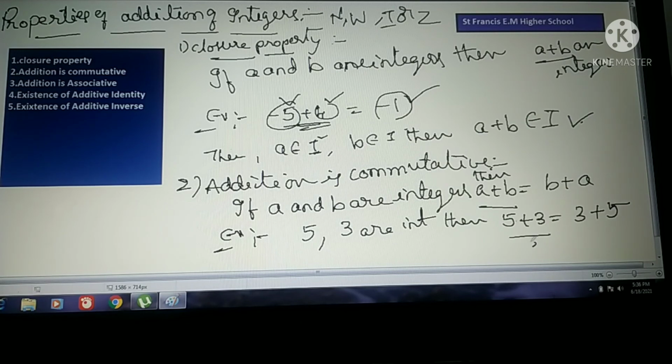Now what is the answer of this one? 8. What is this one here? 8. Both are same only. That's what in the property they are saying. Addition is commutative. Commutative means both sides are equal. A plus b equal to b plus a. Understood?